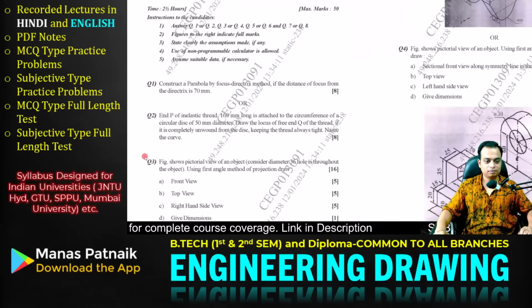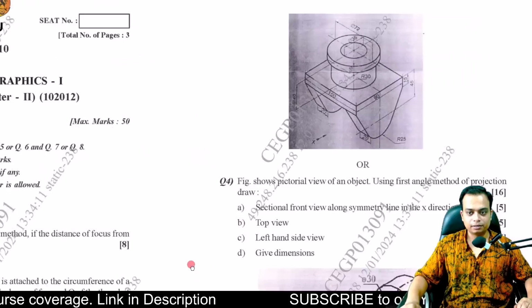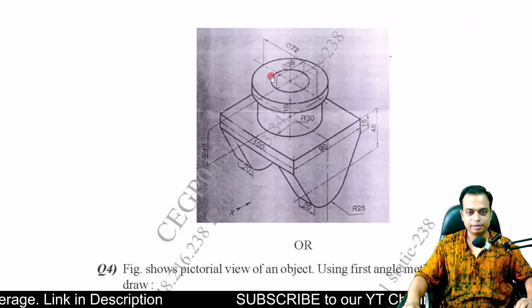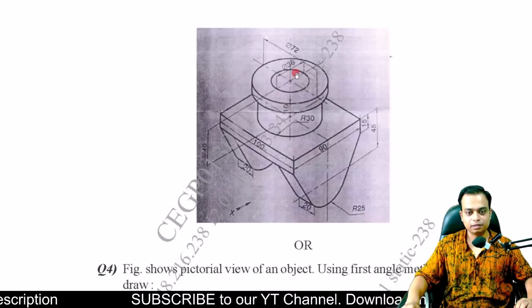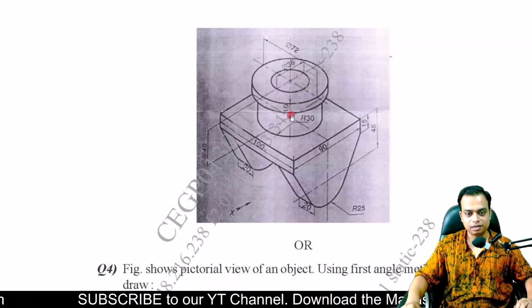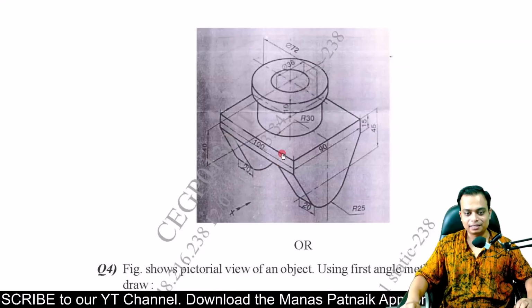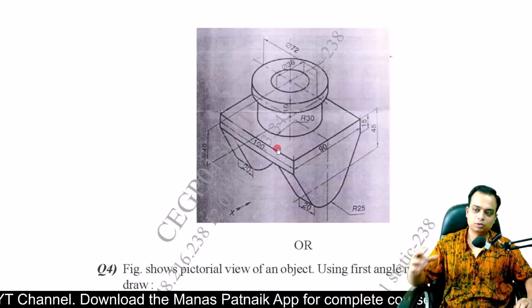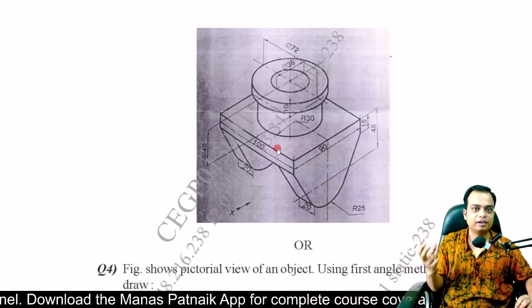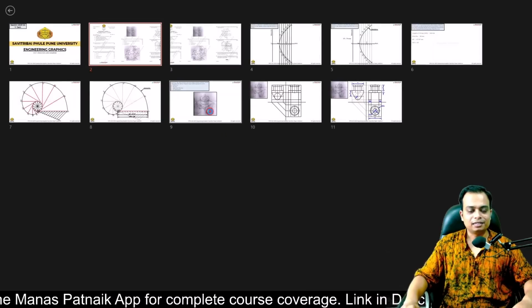And please note, consider a diameter 36 hole is throughout the object. This hole is throughout the object. That means the cylindrical tube is having a height of 40. Along with that, the plate is having a thickness of 15. So 40 plus 15 will make it 55. Okay, so the overall depth of the hole is 55, throughout the object. Please remember.